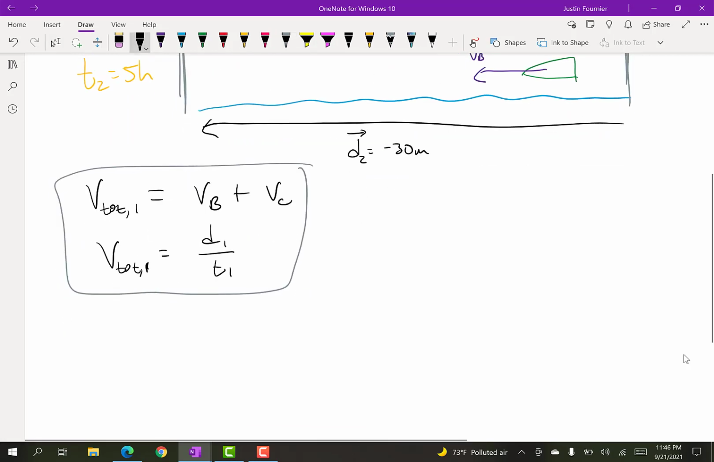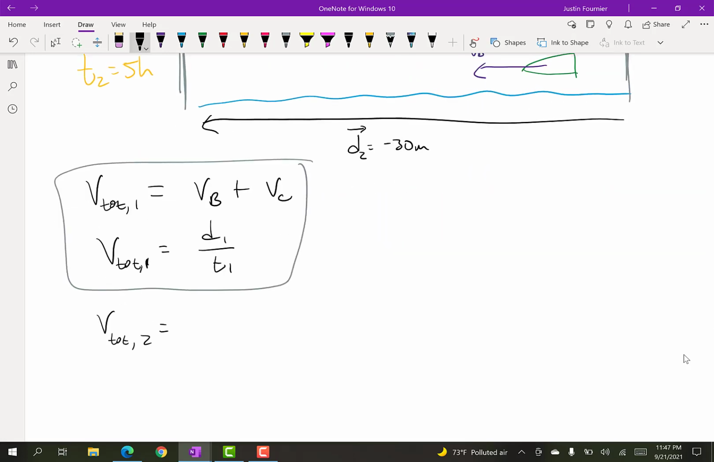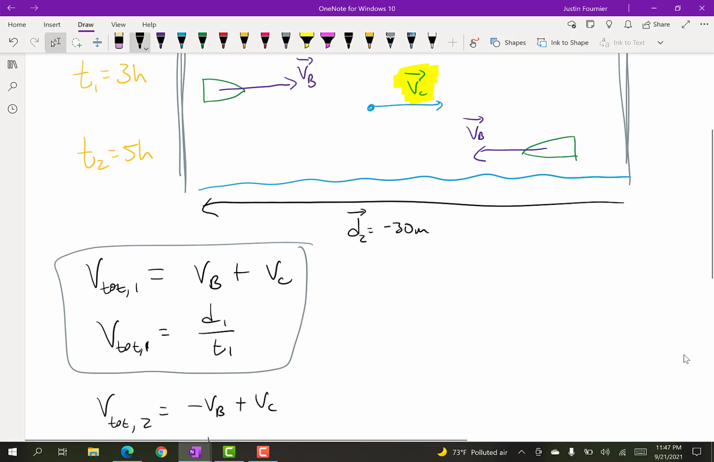And then I'm going to do the same thing for the opposite direction. The total velocity for part 2, that's going back, is going to be VB pointing in the negative direction. VC hasn't changed, it's still pointing to the right. So that's going to be negative VB plus VC. And then, using the definition of average velocity, it's also going to equal the displacement over the time. Time 2 is 5 hours, and D2 is negative 30, because again, it goes to the left.